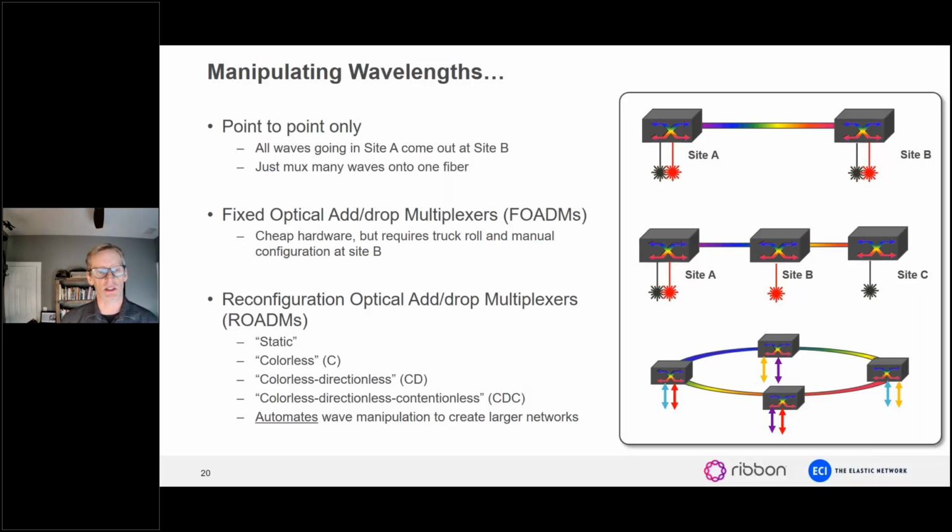So then the next thing is this concept called fixed optical add-drop multiplexers, or FOADMs. You'll see an acronym of that. If you have deployed some kind of WDM, you might have deployed a FOADM. Lots of rural providers would do that. It's effective, but it's kind of a quick and dirty way to deal with smaller amounts of capacity. The hardware is very inexpensive.